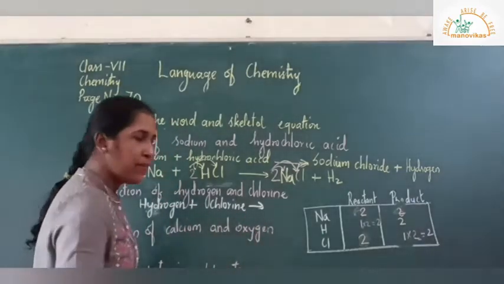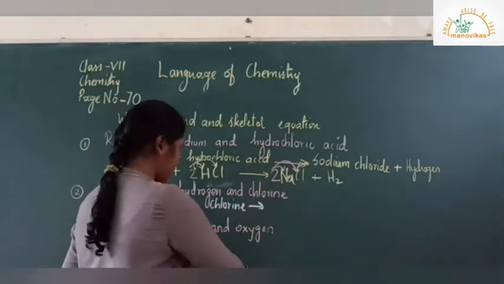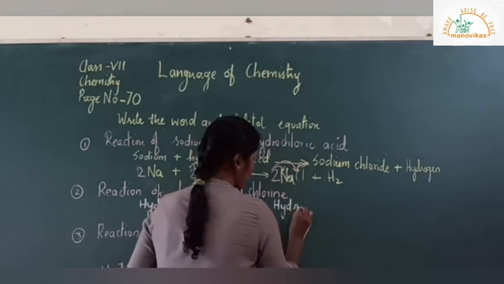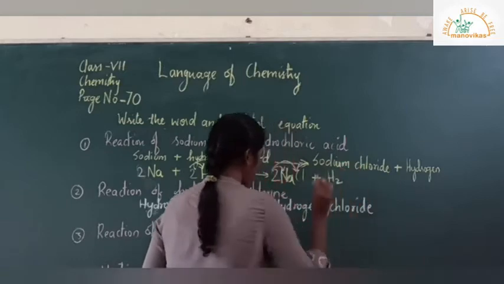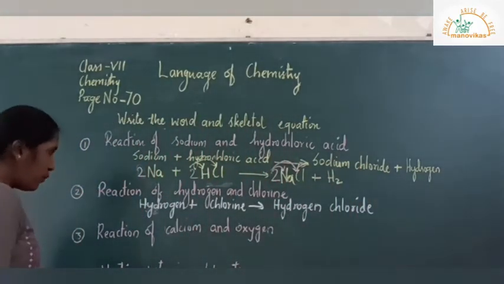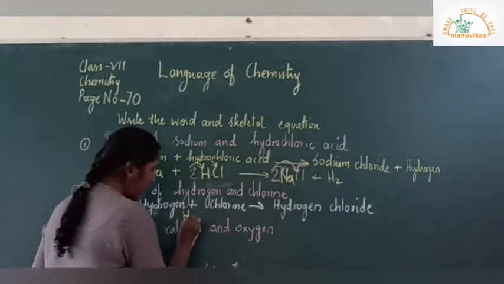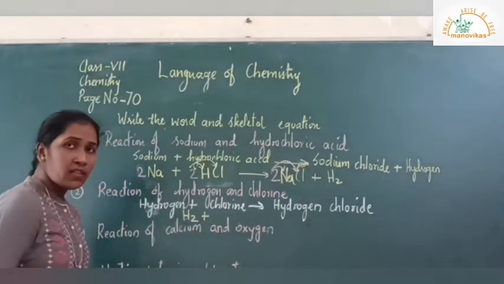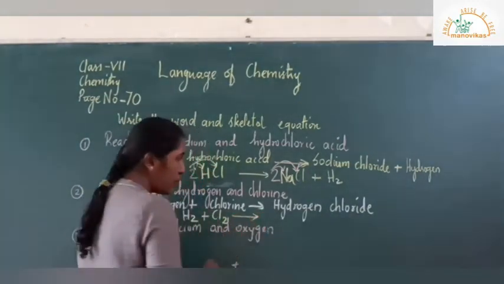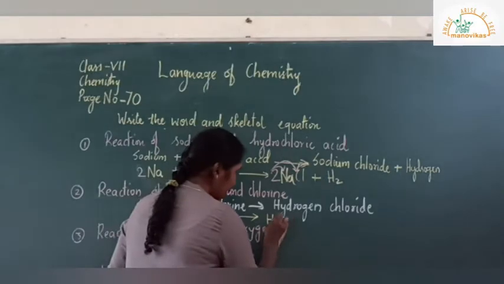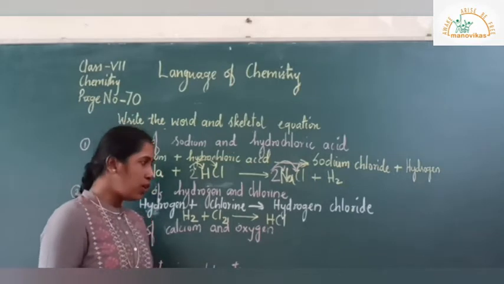When hydrogen and chlorine combine, what we get is hydrogen chloride. So now we have to write the equation. Hydrogen, as I have said, is a diatomic molecule, so it will be H2, plus chlorine is also a diatomic molecule, that will be Cl2. Hydrogen chloride is HCl.